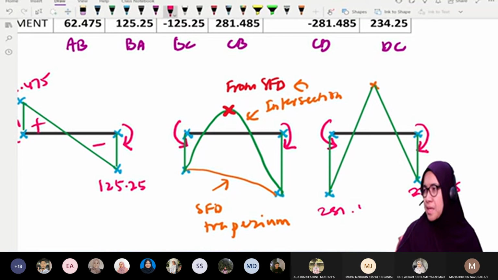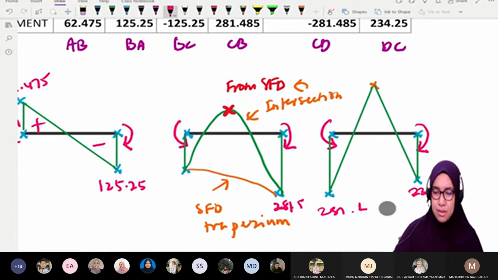Dia dah berkelip-kelip tu. Dia panas tu. 485. 4 jam dah. Yang ni pun 281 juga. Okay. Dia dah suruh stop. 281.5. Okay, 281.5.